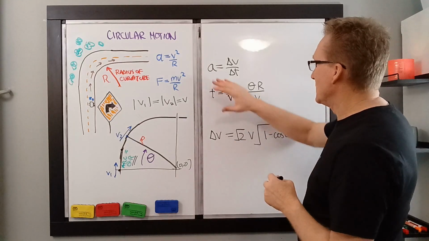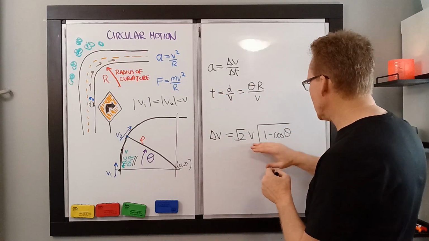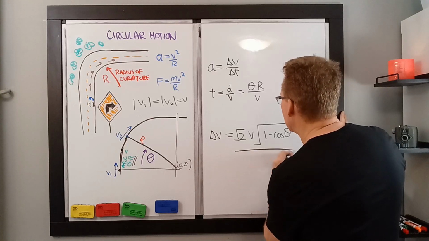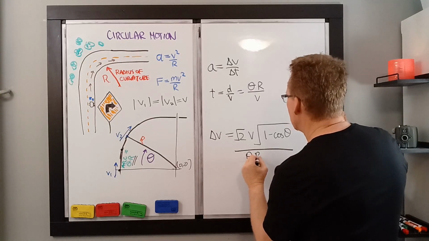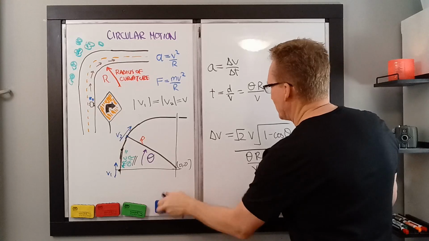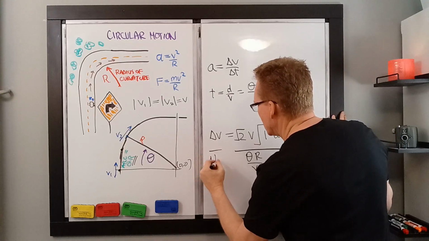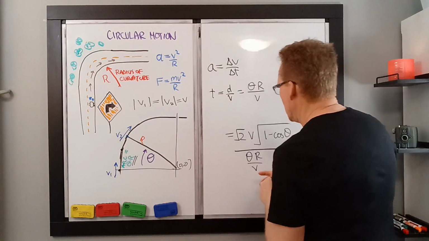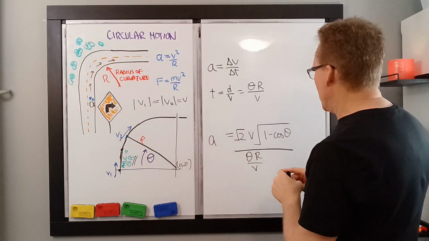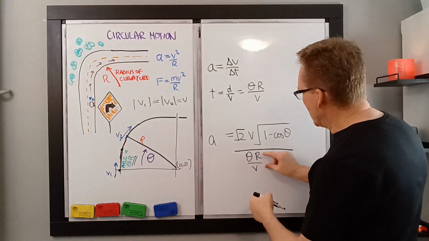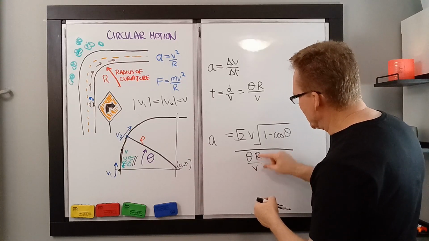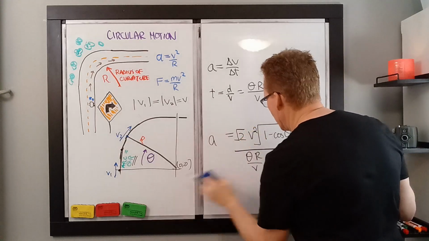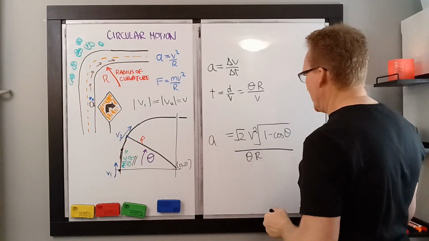So if we want the acceleration, we're going to take all of this and divide by this. So I'm going to take this here, divide by this, theta r over v. Now this is going to be delta v over delta t. Delta v over delta t would be the acceleration. So we're getting very close to what we want here now. Notice we have a v, we're going to have to invert this and multiply, which means this little v is going to come right to the top and become a v squared, like that. And we get rid of this one here. Now we have something like this.